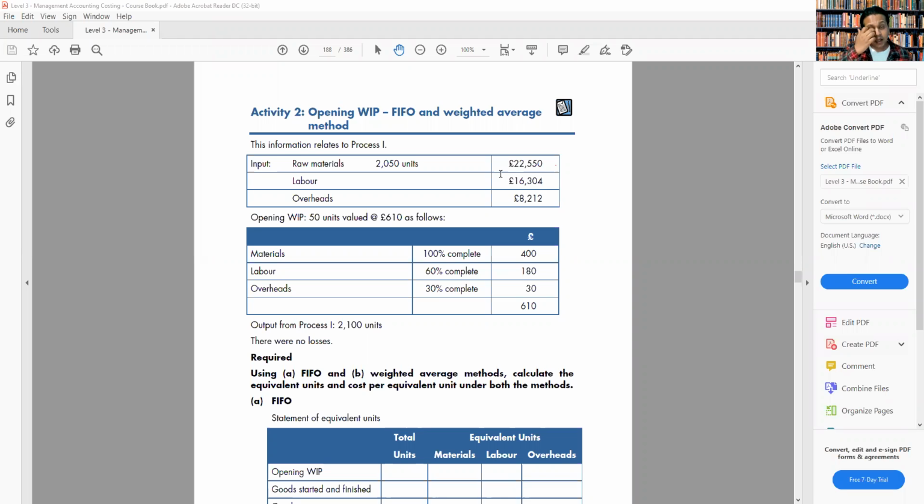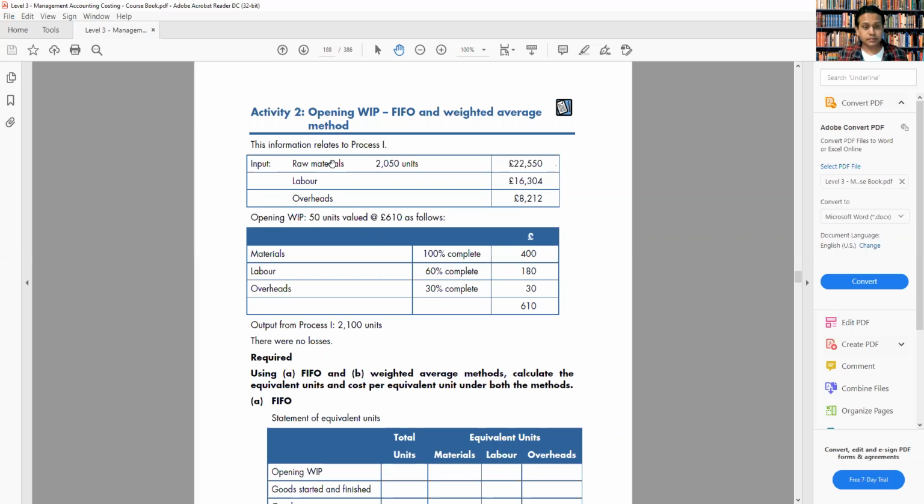That means if we have 60% complete, for example, the labor opening inventory, that means we need to add 40% more to make it 100%. If we have overhead 30% complete, that means we need to add 70% more because it is the opening inventory. The last one we have seen closing inventory. This time we are seeing opening inventory.